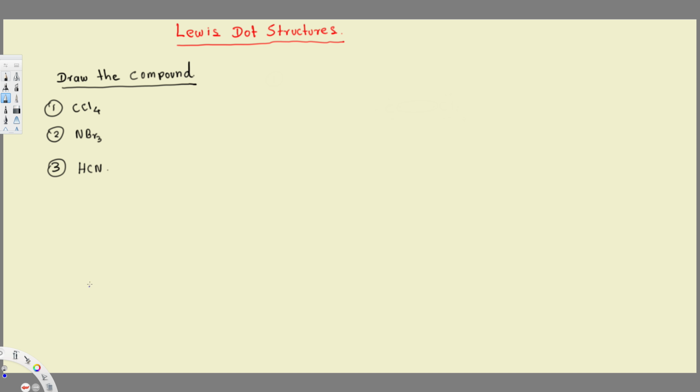Let's do this problem right here. So we have these four molecules. Let's see how we can draw the Lewis dot structure for them. So let's start with the first one, CCl4.